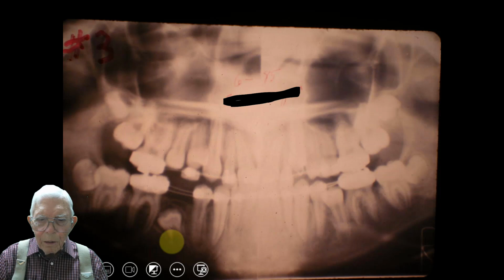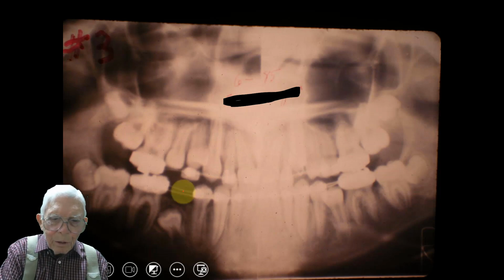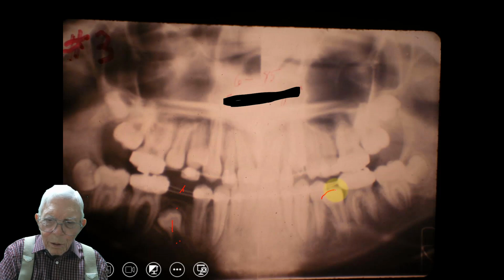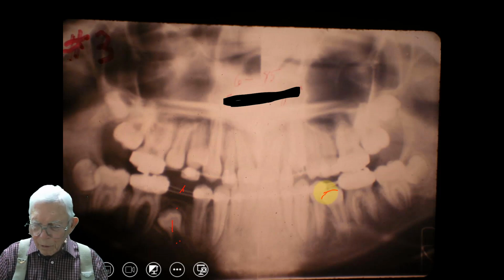All right, here we've gone in and removed this deciduous tooth in here, and this tooth hasn't grown, and this one is way on up here, even though it was real crowded in here, and we'll have to take that out.